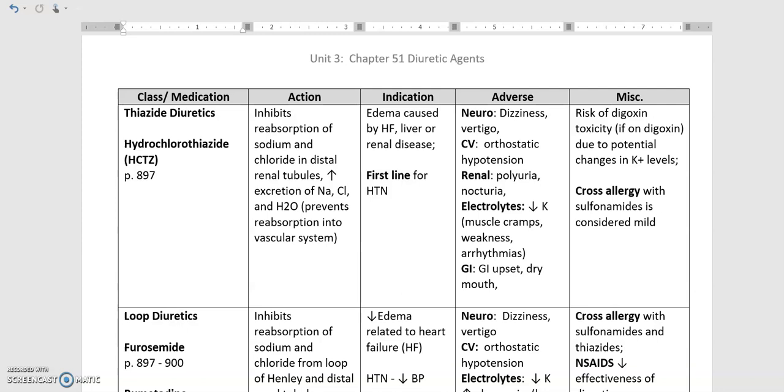If the patient also takes digoxin for their heart condition, they do risk experiencing digoxin toxicity because of the changes in the potassium levels, and we will talk about that in an upcoming lecture. The cross allergy with sulfonamides is considered mild, but often patients who have an allergy to sulfonamides are not prescribed these drugs because of that cross allergy.